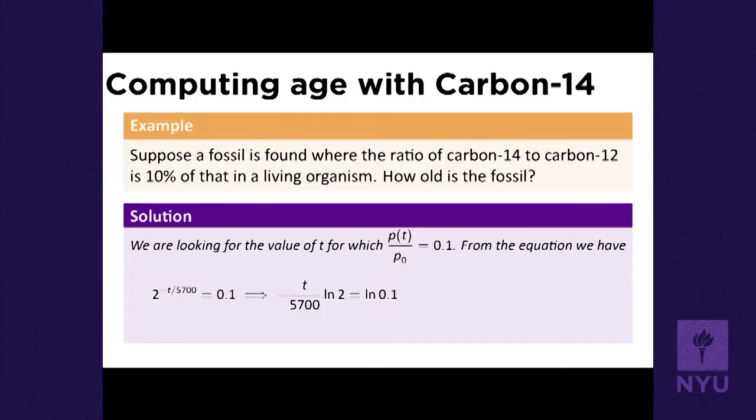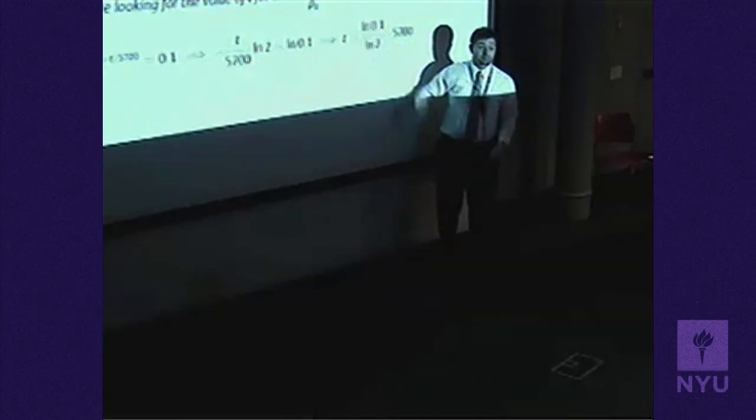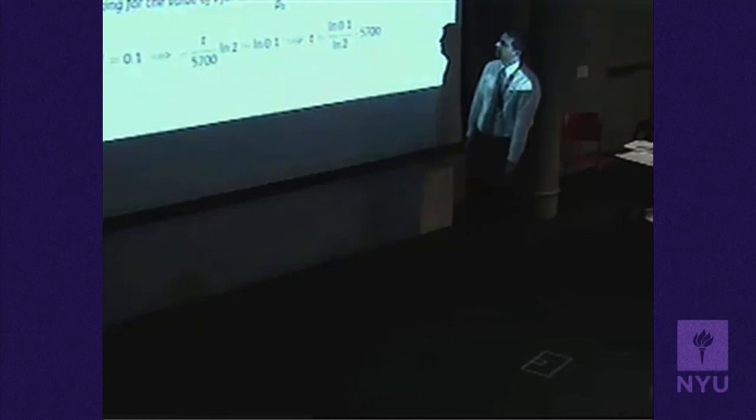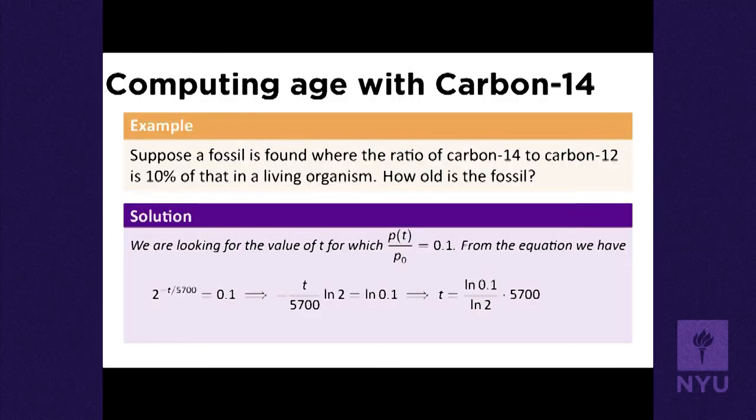Okay, so if you do that, what you get is t is the natural log of 1/10 divided by the natural log of 2. Remember that this is not the same thing as the natural log of 0.1 divided by 2. The natural log of a quotient is the difference of the natural logs, but the quotient of natural logs doesn't have a rule to simplify. So you just plug that in, and you would get that t is 18,940 something. So by measuring the ratio of carbon-14 to carbon-12, you can determine that this fossil is almost 19,000 years old.